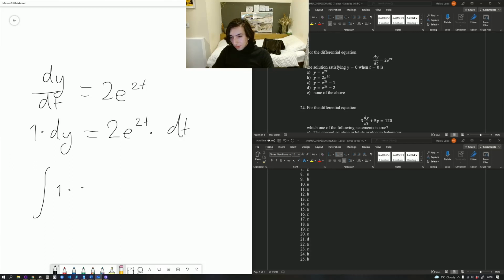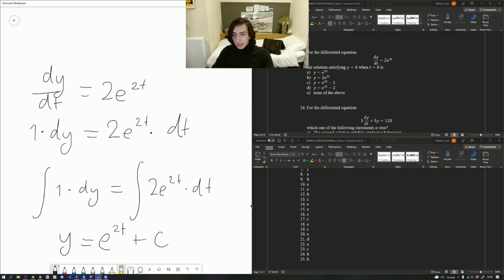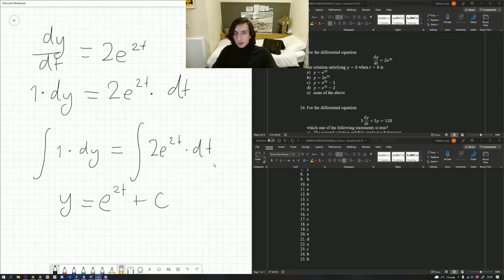So you have 1 integrated by dy, and you've got the integral of 2e to the 2t done by dt. This one's fairly simple, it's just going to end up as y. This one, as you can notice, you're just dividing by the 2t there. So you just end up with e to the 2t. But then you're also going to have that extra c there, so you don't know what that is. That's what we've got to figure out.